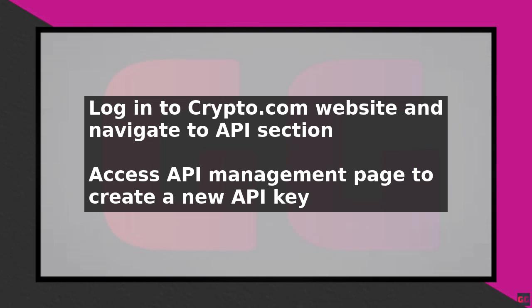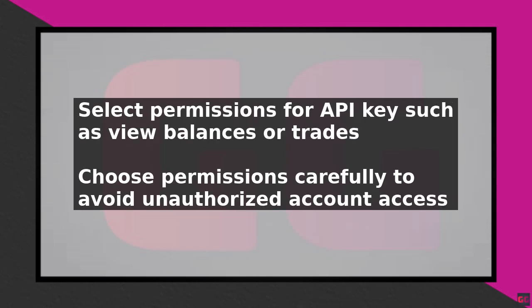You will be prompted to enter a label for the API key, which is used to identify the key, and to select the permissions you want the API key to have. The permissions available will depend on the type of API key you are creating, but common permissions include the ability to view account balances, execute trades, and access transaction history. Be careful when selecting permissions, as API keys can be used to access your account and perform actions on your behalf. After selecting the permissions, click on the Create API Key button to generate the API key.